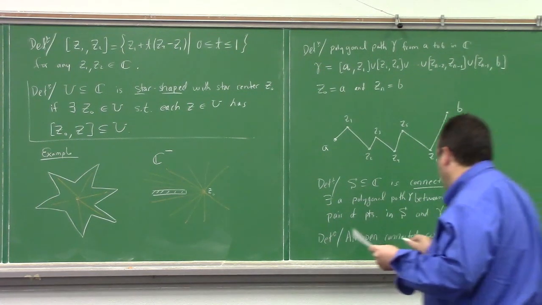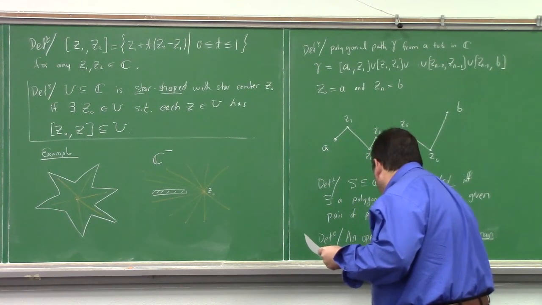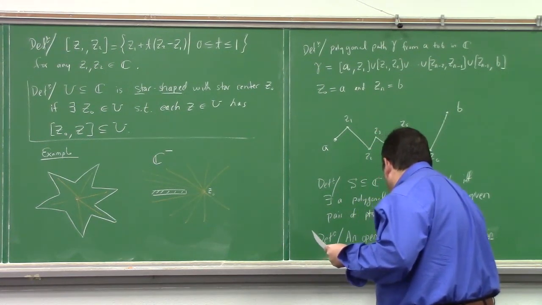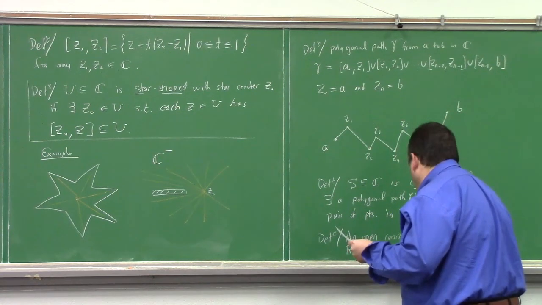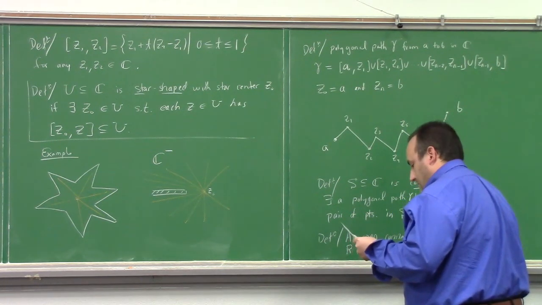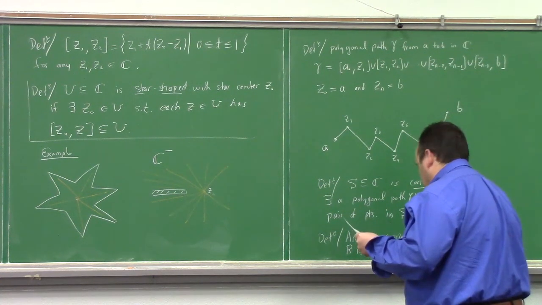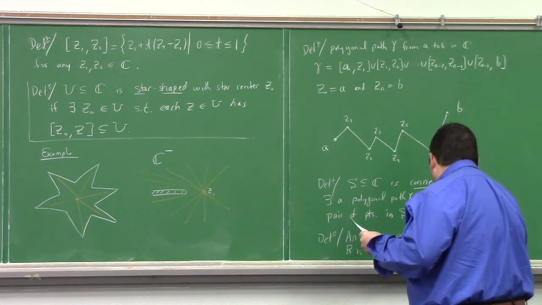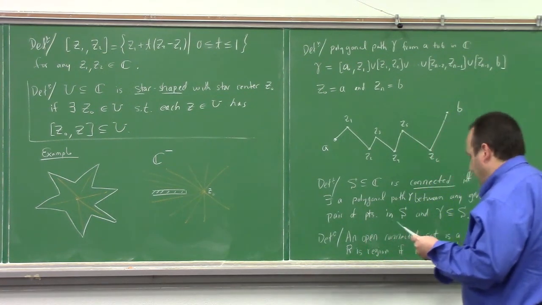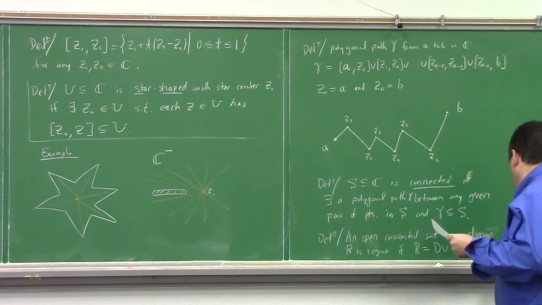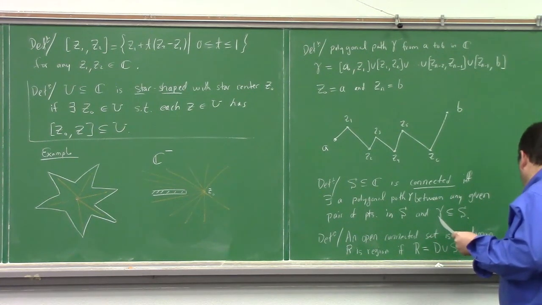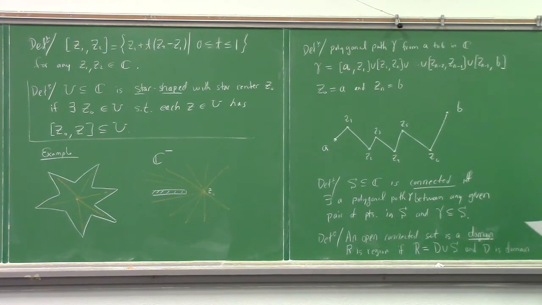R is a region if R can be written as the union of D with S, and D is a domain, and S is a subset of the boundary of D.